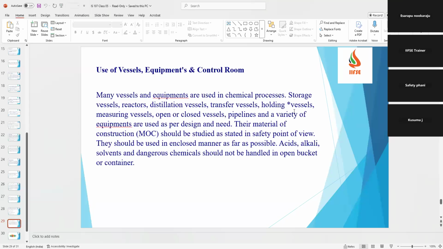So now we'll talk about the different types of vessels based on material of construction, which means based on the type of material it is manufactured from, for example steel, glass, plastic. In plastic also we have different types of plastics: HDPE, PE, polyethylene, PVC, etc. So this MOC is also very important when you are handling chemicals.